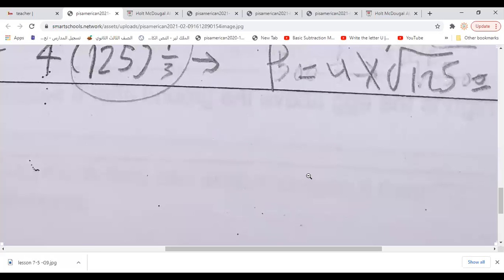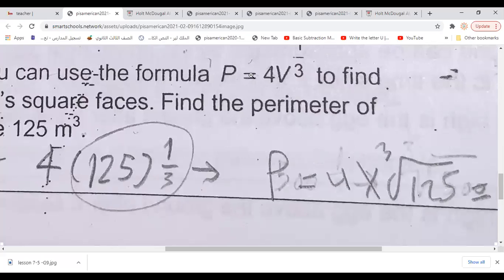In this question, you are going to substitute first in the formula. The formula was what, Yahana? The formula was P equals 4V to the power of what? To the power of a third. And we will substitute the value of V by how many? He said that the volume equals how many? 125 cubic meters. Then we will remove V and put instead of it 125 to the power of a third, the cubic root.